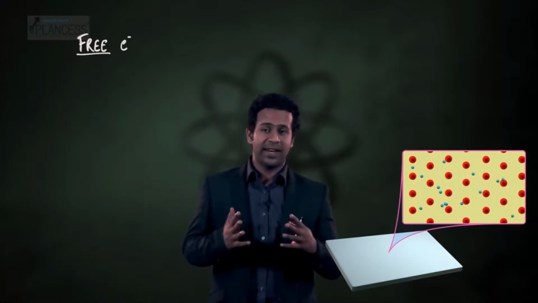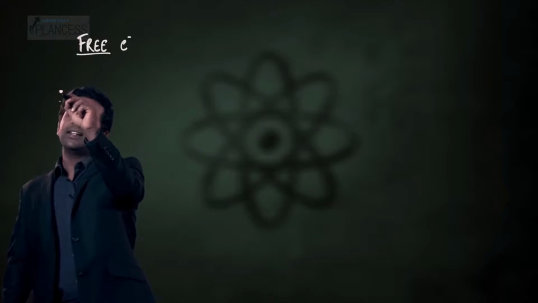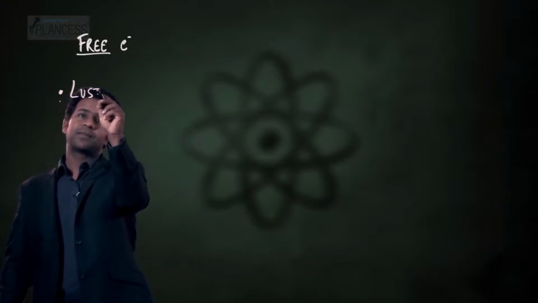The motion of free electrons is compared to the motion of particles in a gas. Now you can imagine how the particles of a gas move. They move randomly and freely in every direction. Same is the case with free electrons. Now, due to this behavior, metals have a luster.